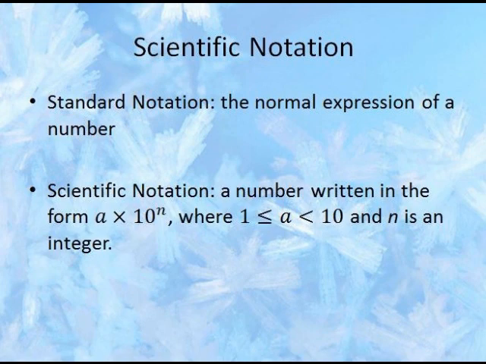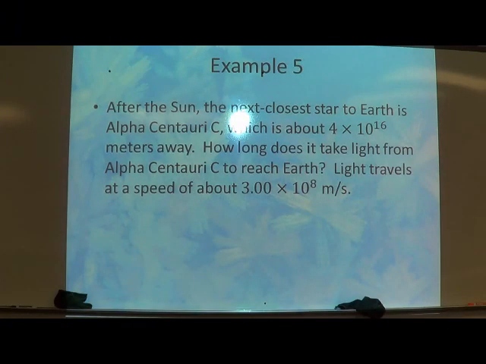So as an example, we're going to take a look at using that in an actual word problem. After the Sun, the next closest star to Earth is Alpha Centauri C, which is about 4 times 10 to the 16th meters away. That means you have 4 and you're adding 16 zeros to it. How long does it take light from Alpha Centauri C to reach Earth? Light travels at a speed of about 3.0 times 10 to the 8th meters per second.